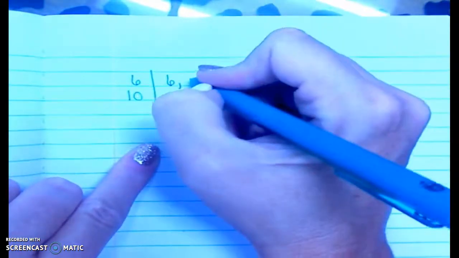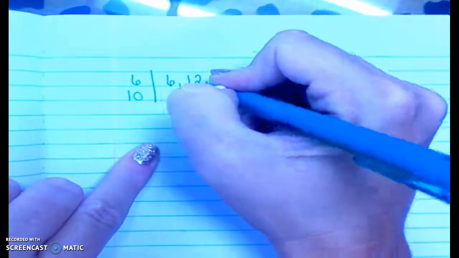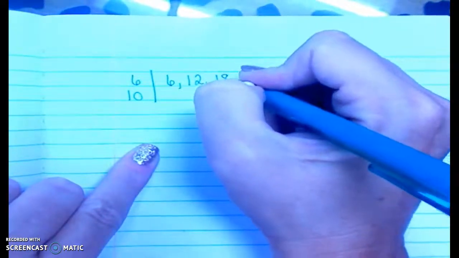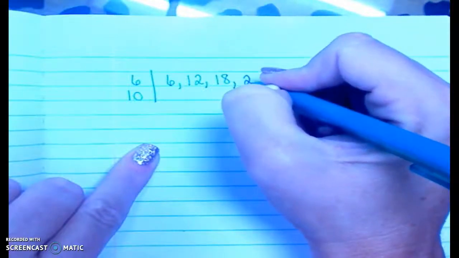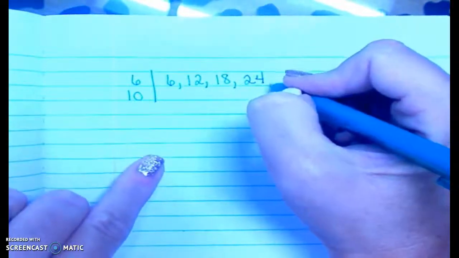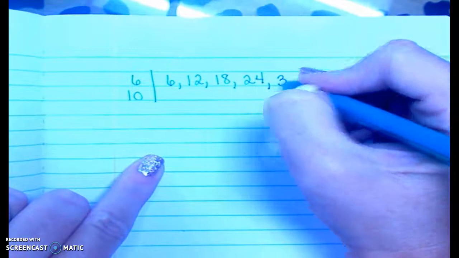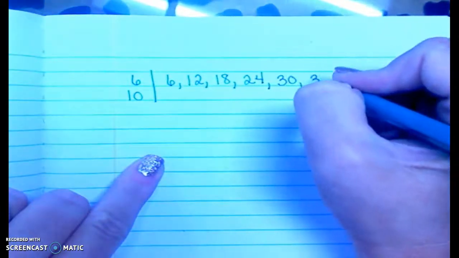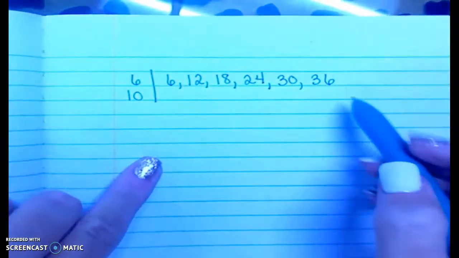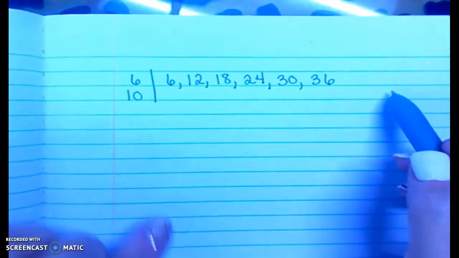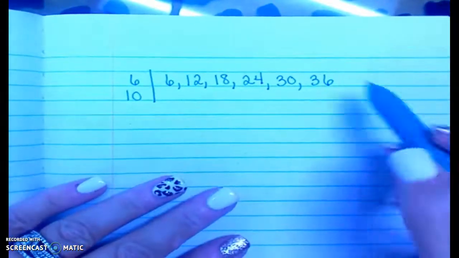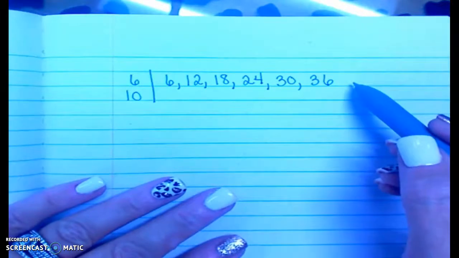And so our first multiple of 6 is 6. And then 6 times 2 is 12. 6 times 3 is 18. 6 times 4 is 24. 6 times 5 is 30. 6 times 6 is 36. And we know that this list can go on forever. So we'll just stop there. And if we need to, we can always come back and add more.